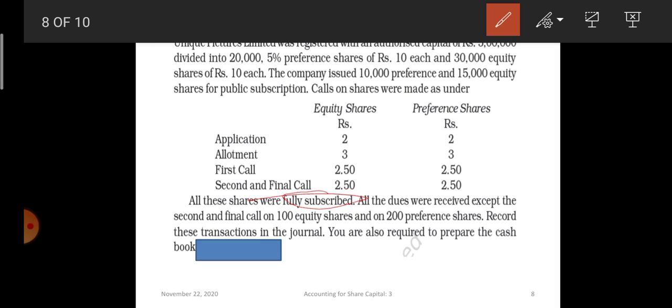All the shares were fully subscribed except the final call on 100 equity shares, and on 200 preference shares, the final call was not received. All of you please remember that company is offering 10,000 preference shares and 15,000 equity shares. On application on both the classes of shares it's 2 rupees, allotment it is also 3, first call also of 2 rupees 50 paisa and second call is also of 2 rupees 50 paisa.